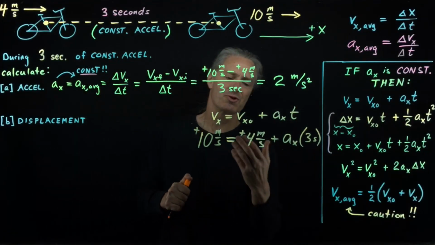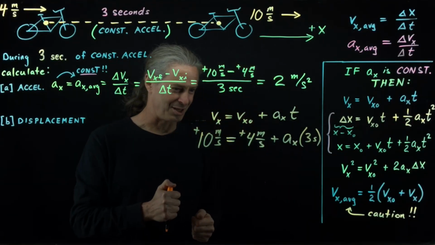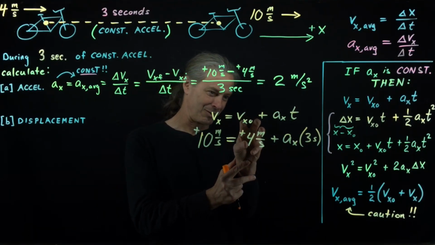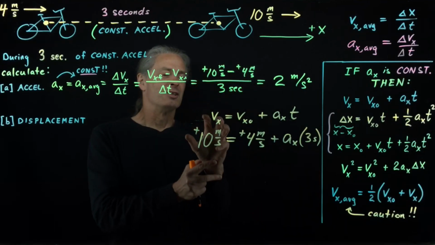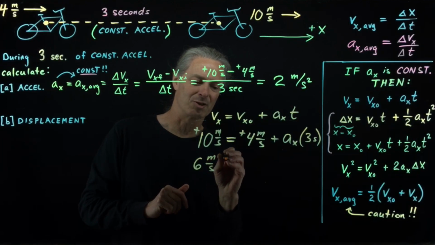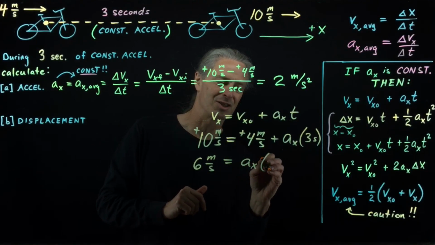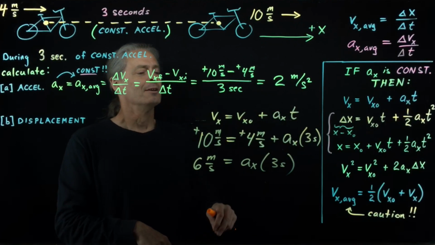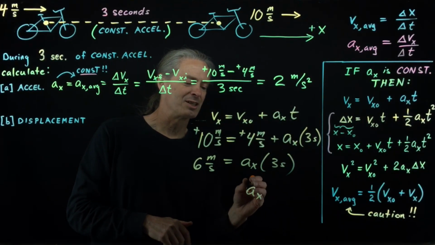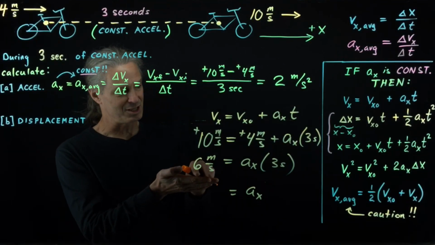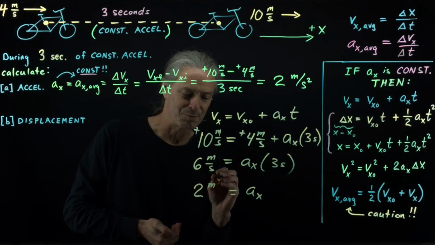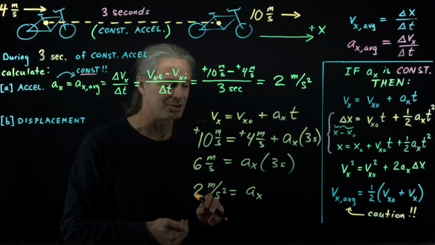Okay, so we can subtract 4 meters per second from both sides to solve this. 4 meters per second minus 4 meters per second, that'll give you a 0 right here, and this will carry down. 10 meters per second minus 4 meters per second is 6 meters per second. So 6 meters per second equals a sub x times 3 seconds. Divide both sides by 3 seconds. So we'll have on the right-hand side a sub x, and on the left-hand side we'll have 6 meters per second divided by 3 seconds. That'll give us 2 meters per second squared.